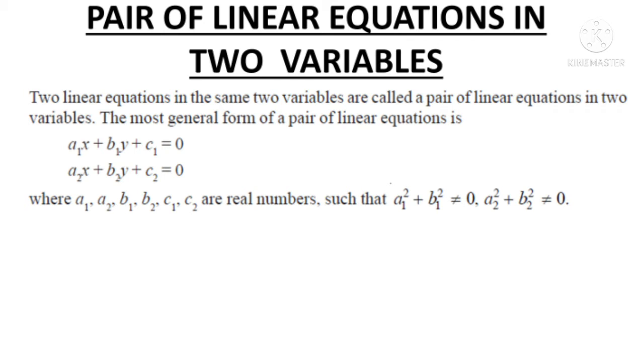The most general form of a pair of linear equations is a1x plus b1y plus c1 is equal to 0 and a2x plus b2y plus c2 is equal to 0. There is only one condition here, that is a1 squared plus b1 squared should not be equal to 0 and a2 squared plus b2 squared should not be equal to 0.